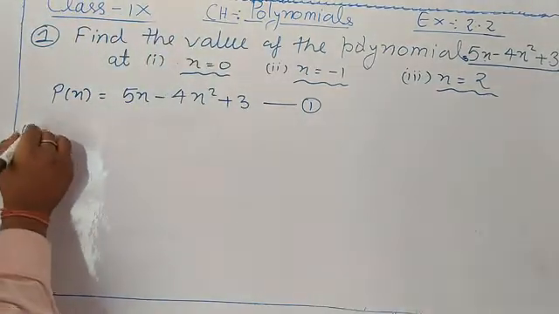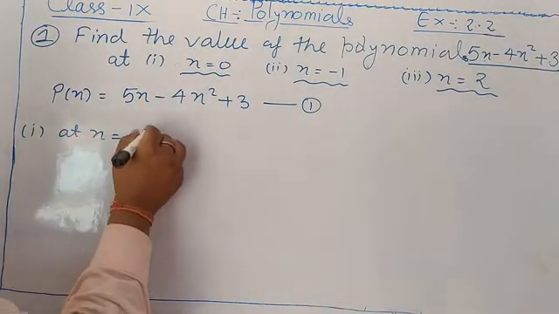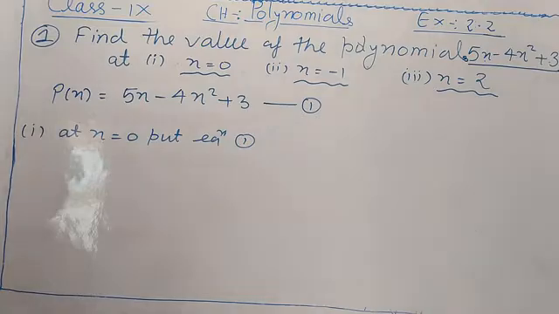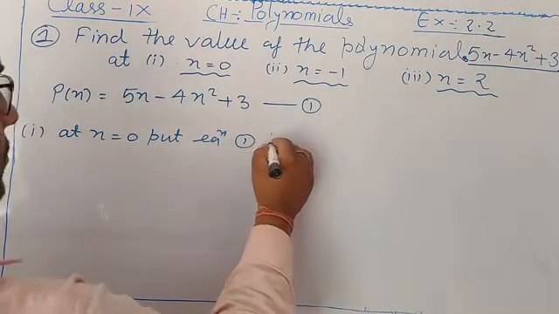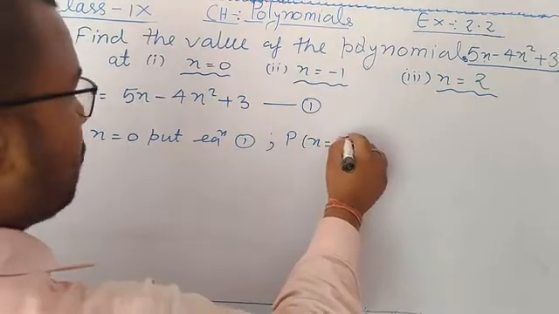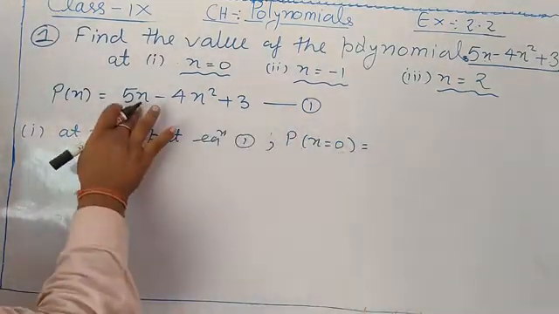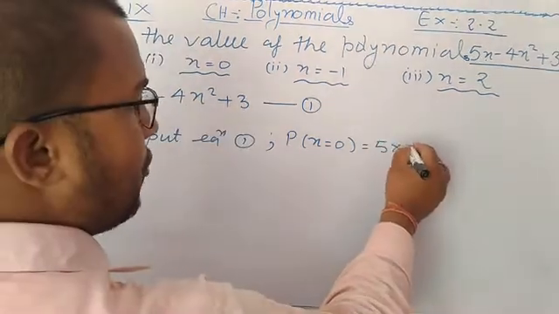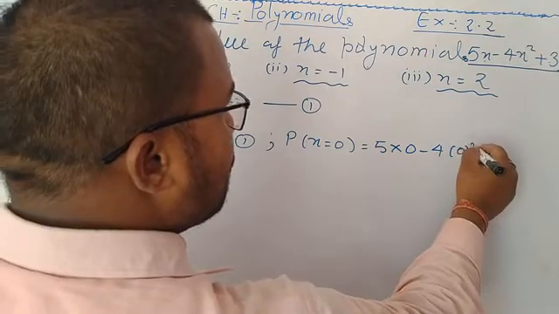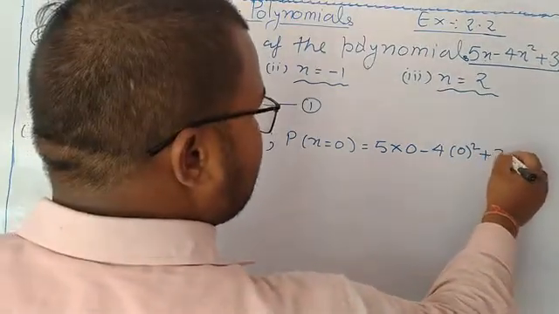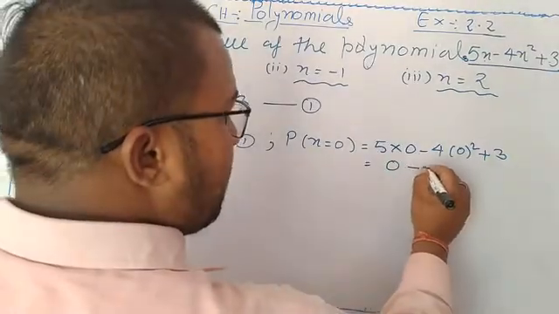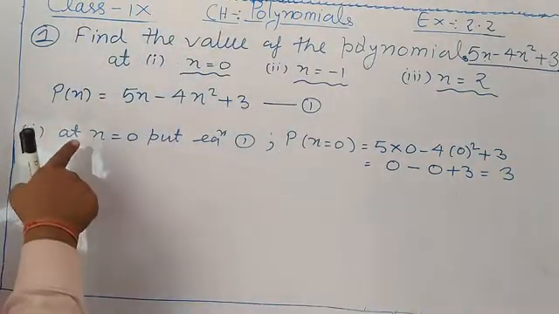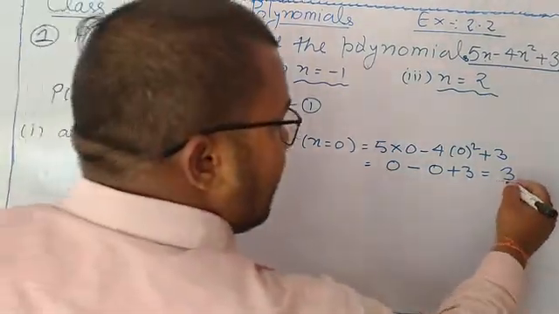First, at x is equal to 0, put in equation first. So 5 into 0 minus 4 into 0 square plus 3. 5 into 0 is 0, minus 0, plus 3, is equal to 3. The value of the polynomial at x is equal to 0 is 3.